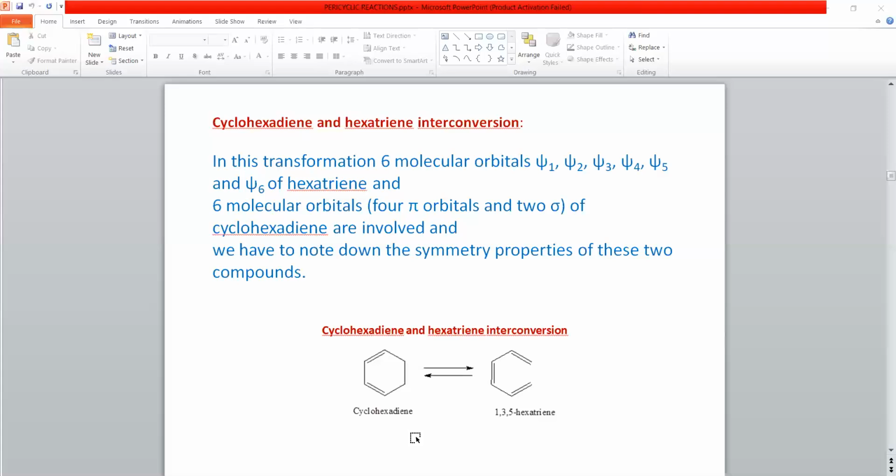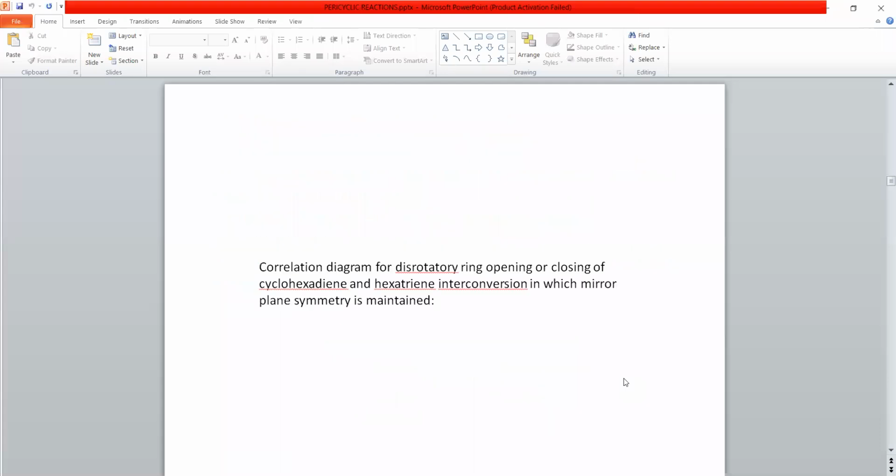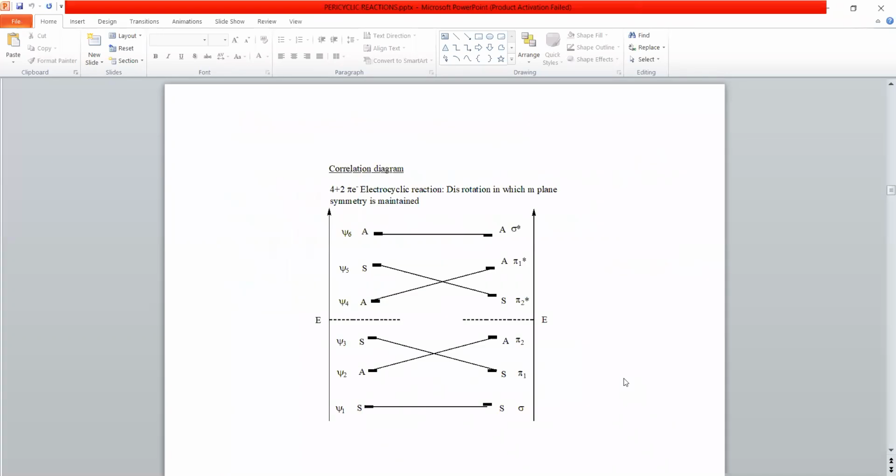disrotation. When we apply disrotation, we have to take the symmetry properties of the molecular orbitals with respect to the mirror plane symmetry. And when we apply conrotation, we have to take the symmetry properties of the orbitals with respect to the C2 axis of symmetry. So first we have considered here a disrotation in which mirror plane symmetry is maintained.